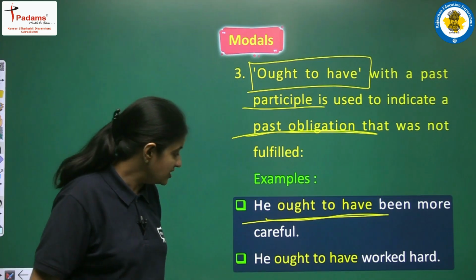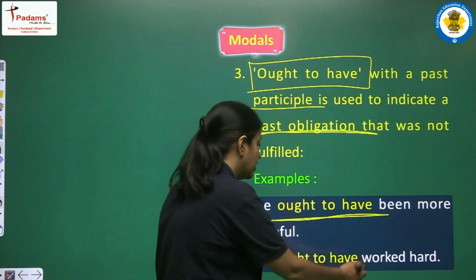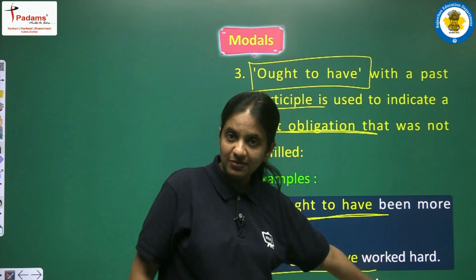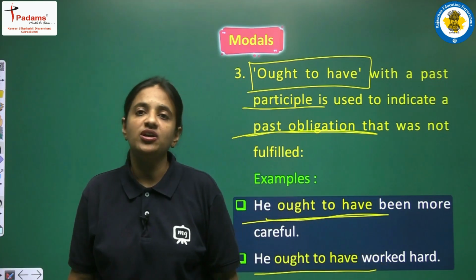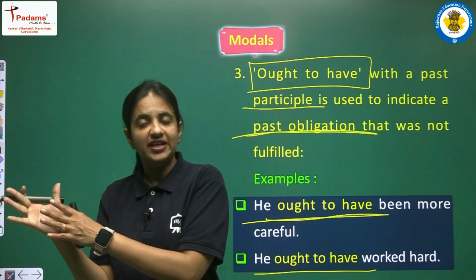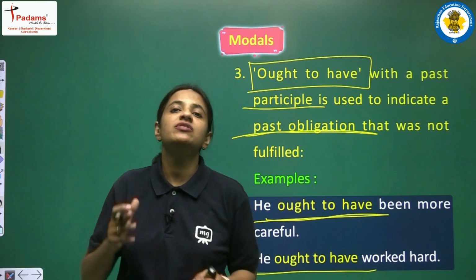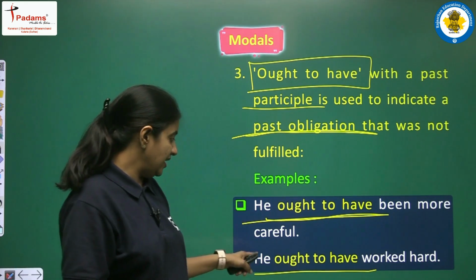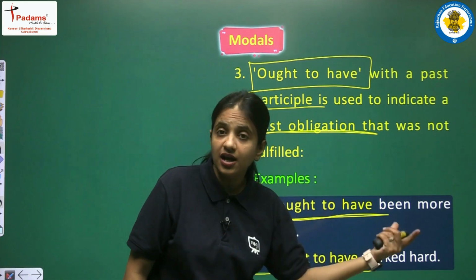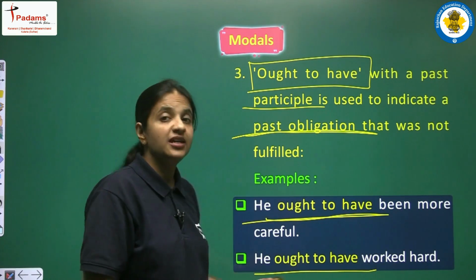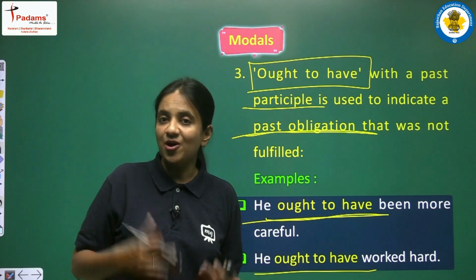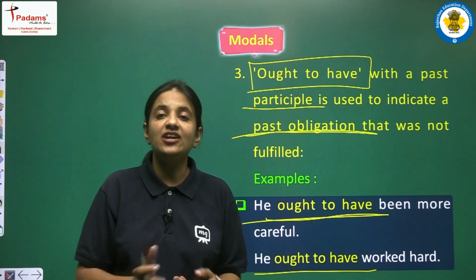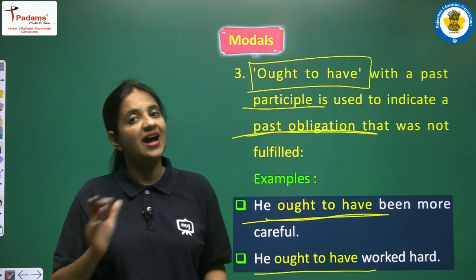Alright, one more example: he ought to have worked hard. Again we have ought to have, again we have a past participle, and we are talking about a past obligation, a past thing that actually didn't happen, and we are saying that he ought to have worked hard. So that person did not work hard, and now we are referring to the past time and saying that he ought to have worked hard.